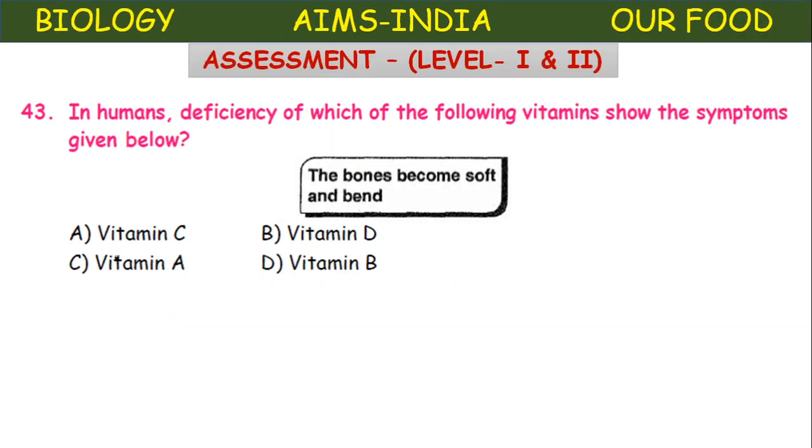In human beings, deficiency of which of the following vitamins shows the symptoms given below? The bones become soft and bent. Vitamin C, vitamin D, vitamin A and vitamin B. So it is the vitamin D deficiency. It is a symptom of rickets disease.